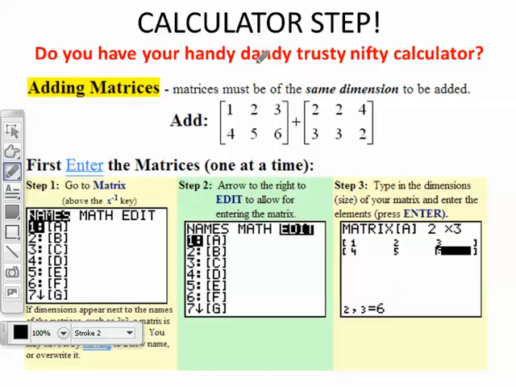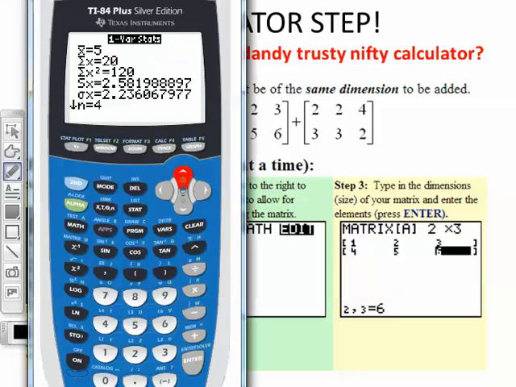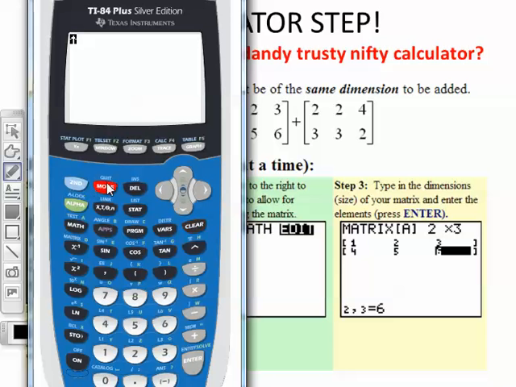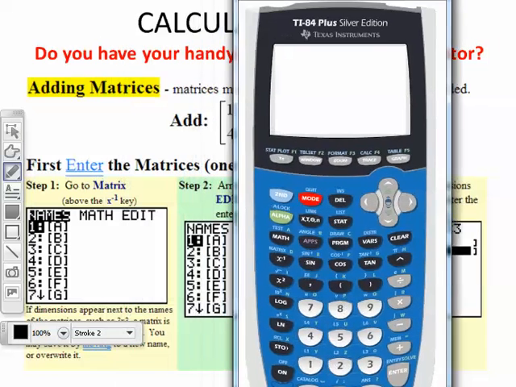Handy dandy, trusty, nifty calculator. It is not a problem to do. I'm actually going to bring my calculator up on the screen here. Ding, there it is right there. Clear it out. And we're going to try to do some of these things.